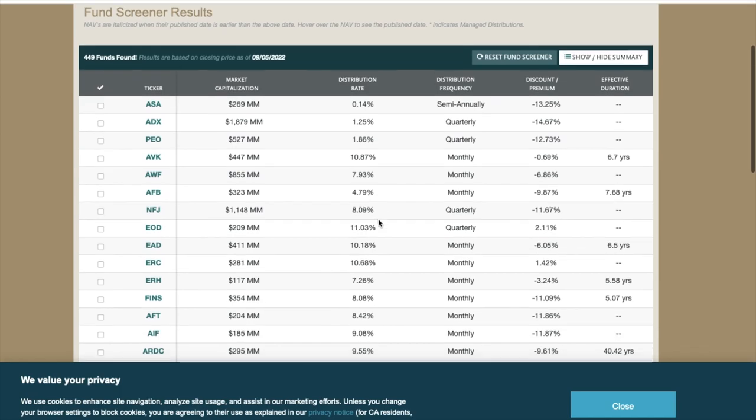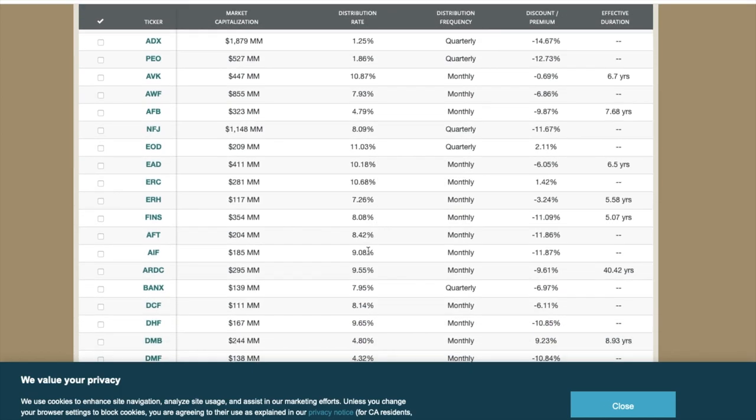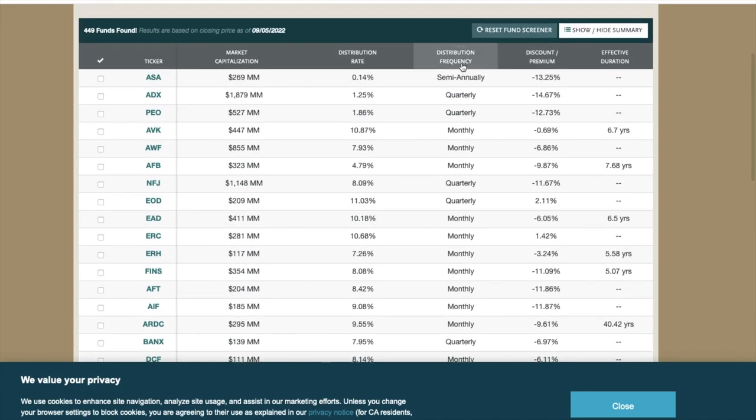And this distribution rate is basically an annual distribution rate. And then it'll show the frequency of the distribution, how often you get paid. And then it's showing the discount or premium. Now what this is, it's pretty simple.